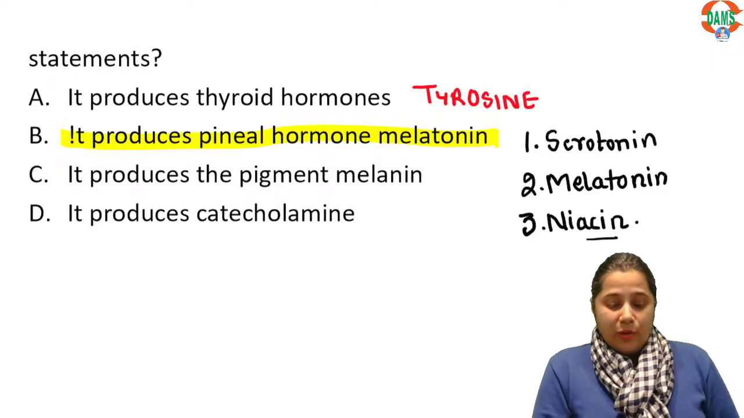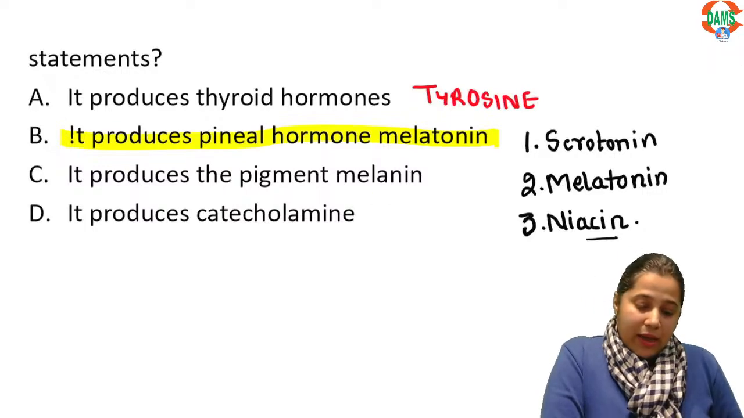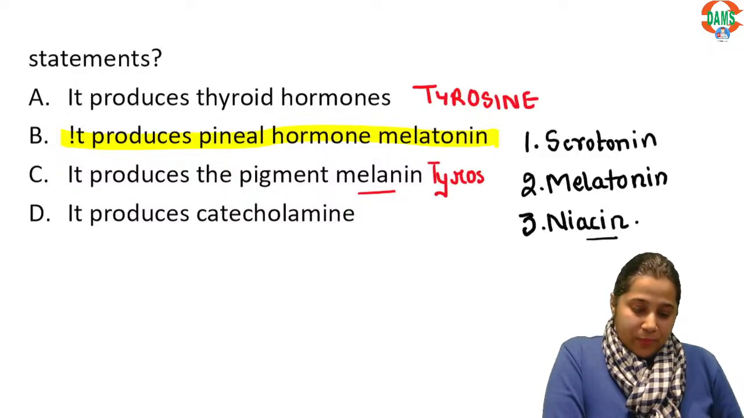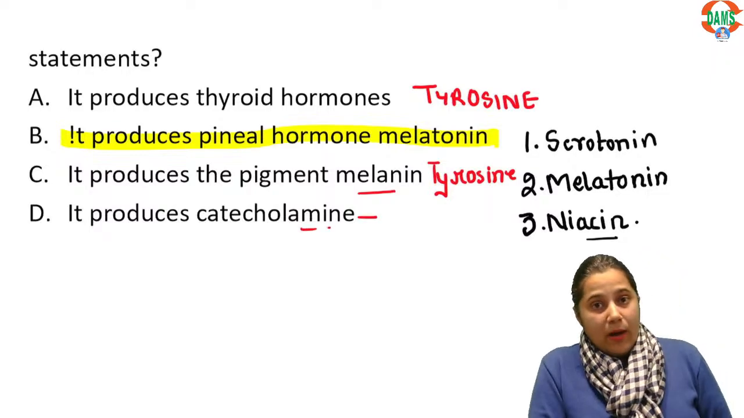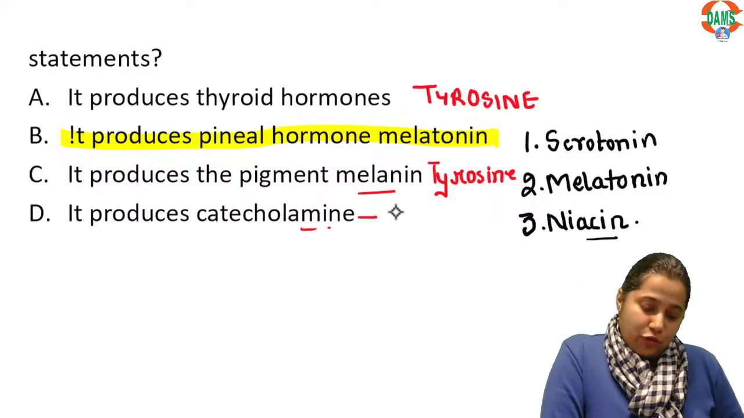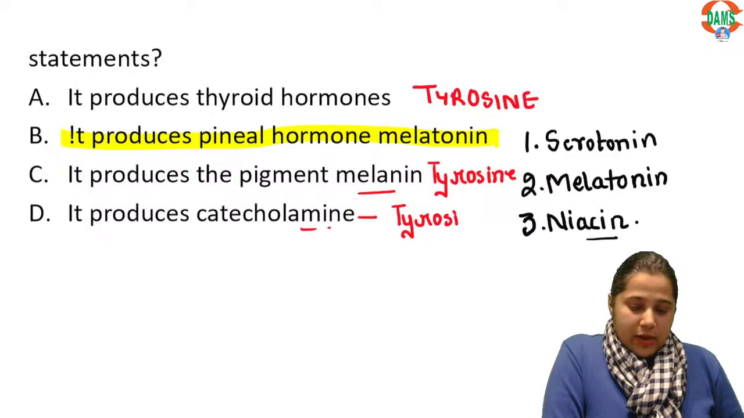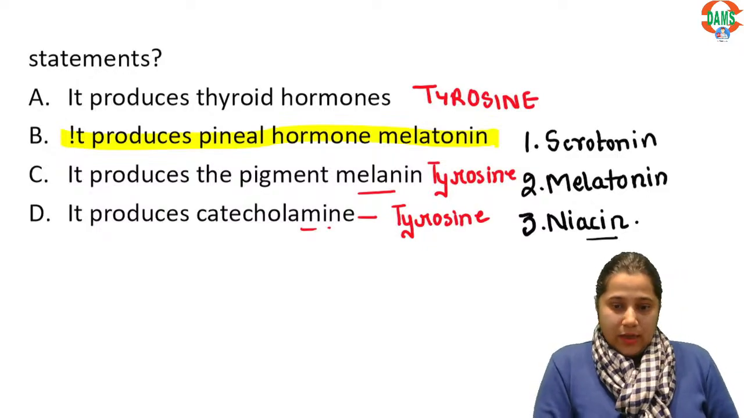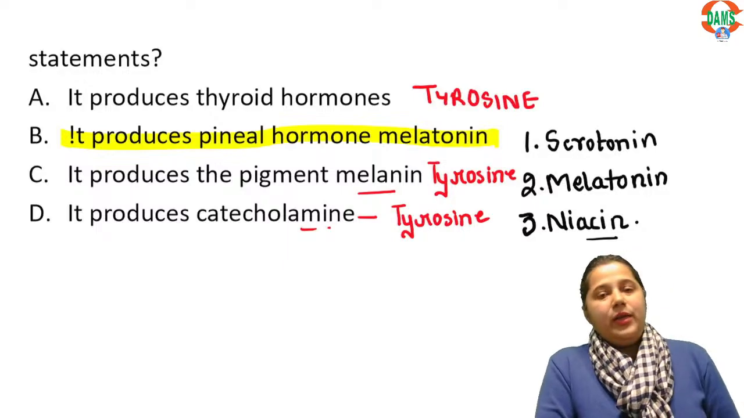It produces the pigment melanin. Melanin also comes from tyrosine. And even it produces catecholamines like dopa, dopamine, norepinephrine, epinephrine. That also comes from tyrosine. So, there are 3 things which are formed by tryptophan: serotonin, melatonin and niacin.